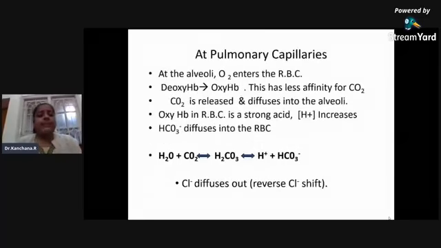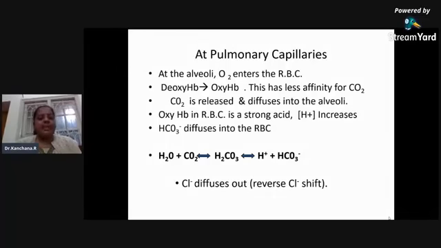Now, coming to the pulmonary capillaries. At pulmonary capillaries, what has to happen? This is the region where carbon dioxide has to enter the blood and be expelled from the lungs back into the atmospheric air. This is occurring at the level of the alveoli. Oxygen enters the RBC, and deoxyhemoglobin gets converted to oxyhemoglobin. This has less affinity for carbon dioxide, so carbon dioxide is released and diffuses into the alveoli.